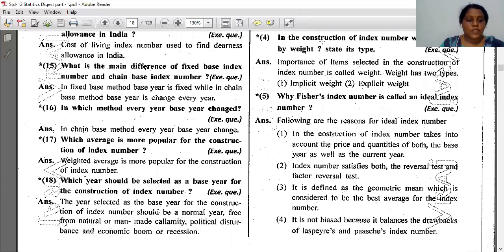Now 18th one. Which year should be selected as a base year for the construction of index number? The year selected as the base year should be a normal year, free from natural or man-made calamities, political disturbance, and economic boom or recession. This is also an important question.